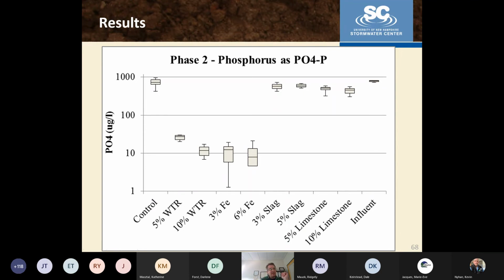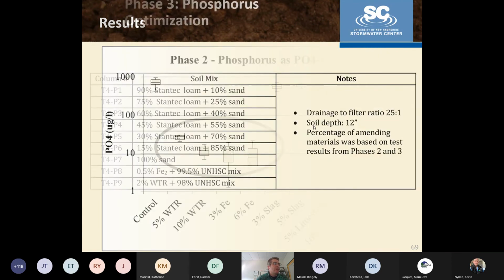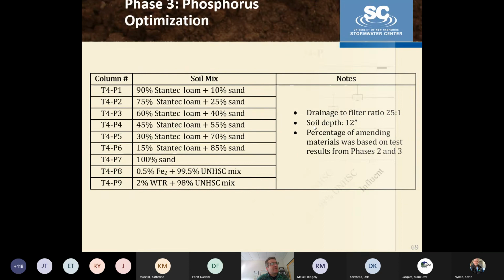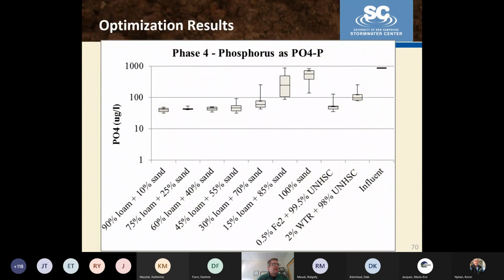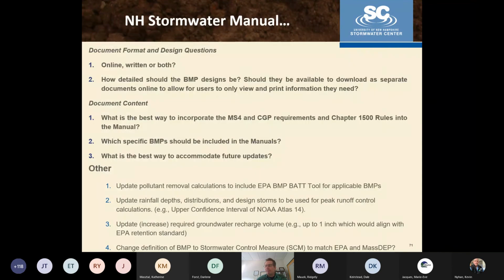This performance certainly separates itself from the other systems, and it's really all in line. So there's not much statistical difference here. So we go with about a 5% recommendation for a 5% water treatment residual volume and a 3% zero valent iron. Those are the recommendations for phosphorus optimization. And I can make this report available online.